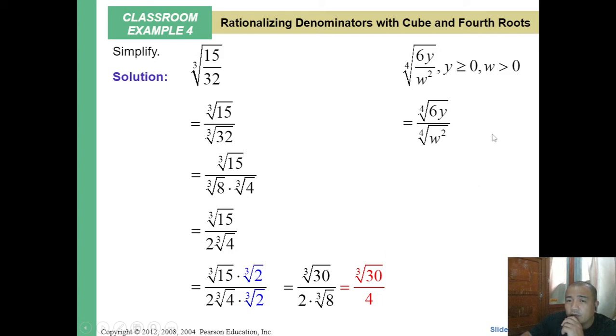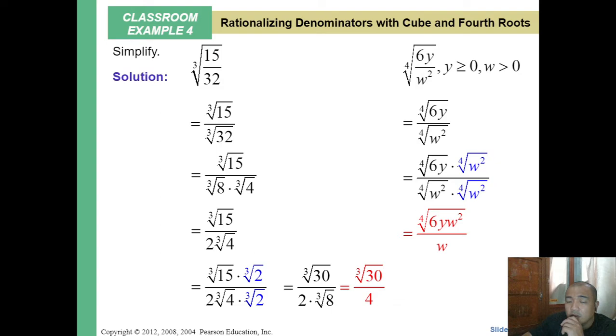Next, fourth root of 6y over fourth root of w squared. So, let's rationalize by multiplying the numerator and the denominator by fourth root of w squared. So that the denominator will become w, because w squared times w squared is w to the fourth, and fourth root of w to the fourth is w. So the numerator, fourth root of 6yw squared, all over w is the answer.